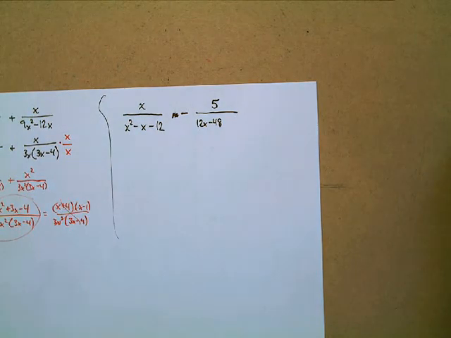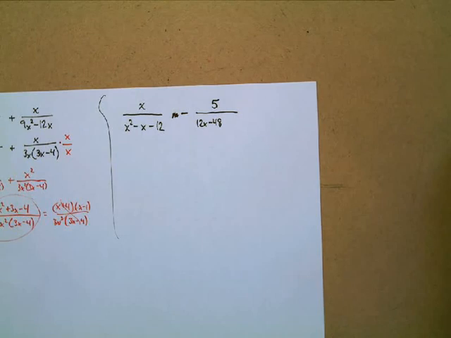Okay? This is our problem. All right. Can we subtract right now? Do we have a common denominator? No. So we're not ready to subtract. Okay, good. So I can't just go ahead and put x minus 5. Can't do it. I need to get a common denominator.